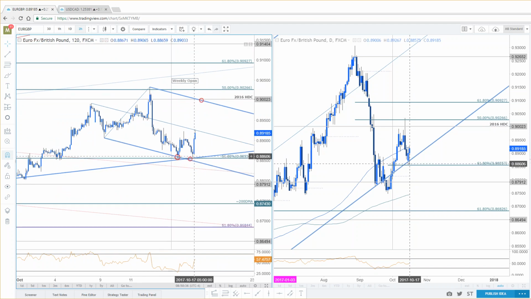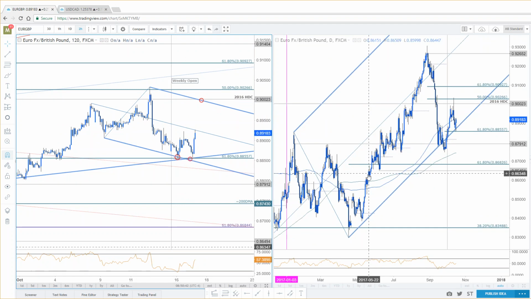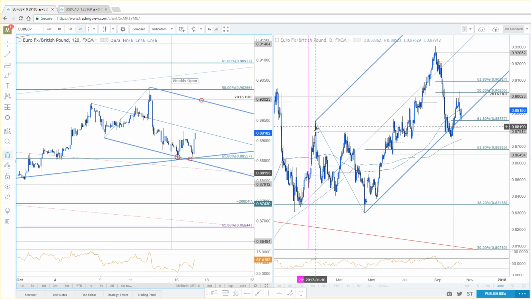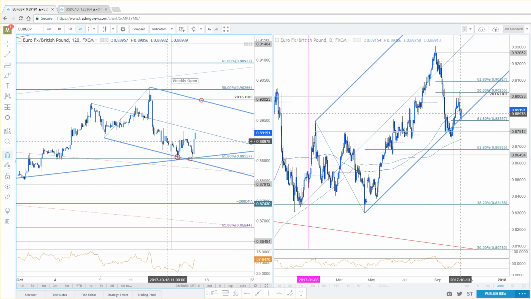But this is a big region. A break below here, you're looking for the monthly open. That takes you all the way down to 88.12. And then 87.91 is, again, the 2017 January high close or high day close. So the levels are pretty clean.